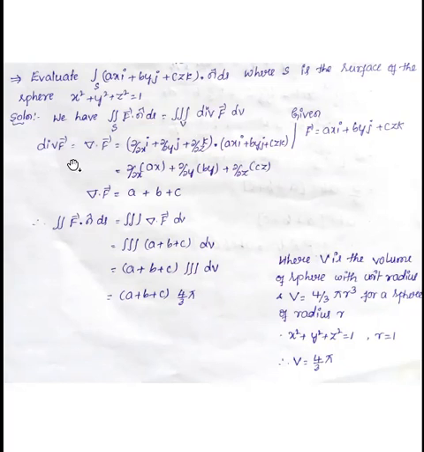So first we find divergence of F, that is del dot F. Del is del by del x into i plus del by del y into j plus del by del z into k, dot F, which is axi plus byj plus czk. Take the dot product: i dot i is 1, del by del x of ax; j dot j is 1, del by del y of by; k dot k is 1, del by del z of cz. With respect to x, x is 1, 1 into a. With respect to y, y is 1, 1 into b. With respect to z, z is 1, 1 into c.